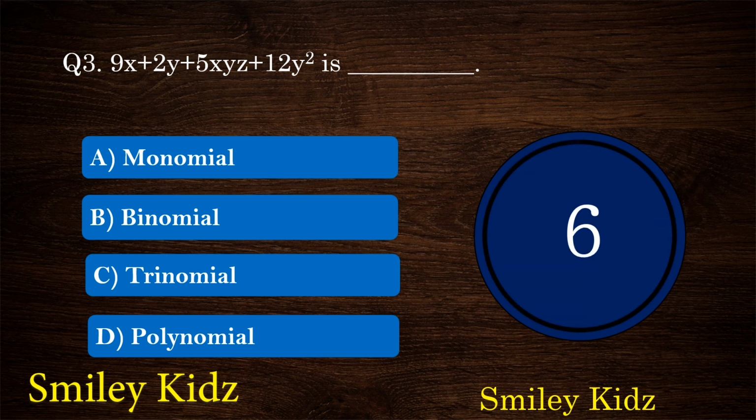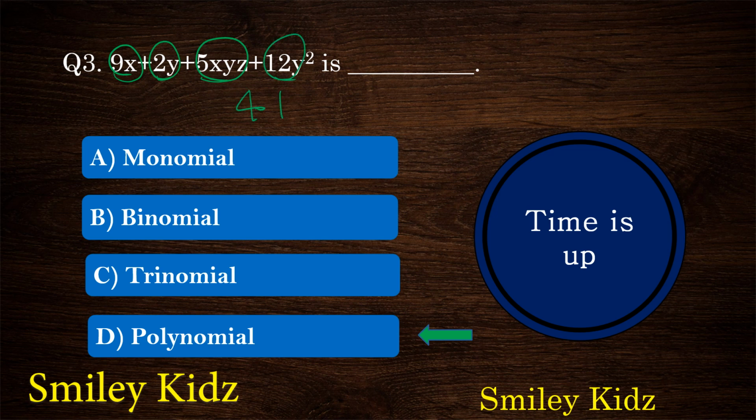First count the terms. How many terms are there? Your time is up. So the right answer is polynomial. Here we have 1, 2, 3, 4 terms. We have 4 terms. So the expression with one or more terms is termed to be a polynomial.